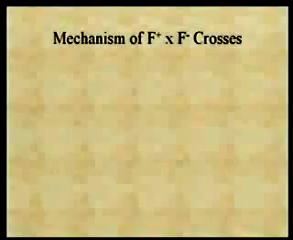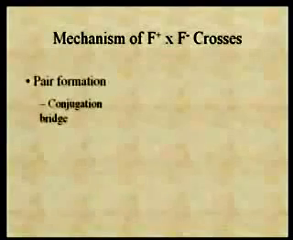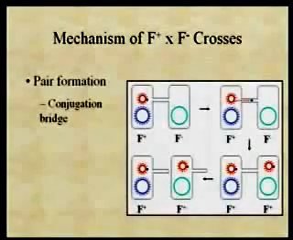And we'll start with the F plus by F minus crosses. All right, the first step in conjugation is pair formation. That F pilus makes contact with the recipient cell, and a conjugation bridge is actually formed between the two cells so that we have a continuum of the cytoplasm of these two cells. All right, so that's referred to as pair formation, or the conjugation bridge is formed.